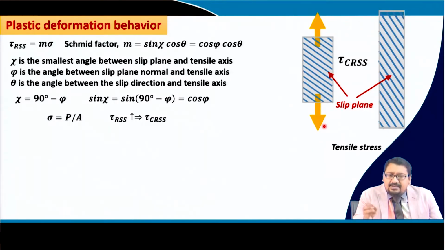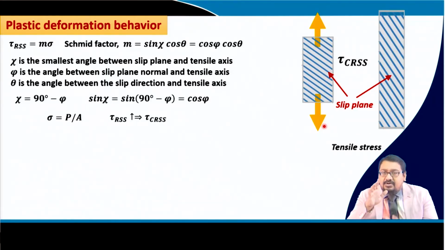Now, when this situation occurs, then the load which leads to produce a resolved shear stress for that slip system should reach the critical resolved shear stress as fast as possible, right. So, the factor which will relate the loading direction or the loading force to the resolved shear stress is known as the Schmid factor.